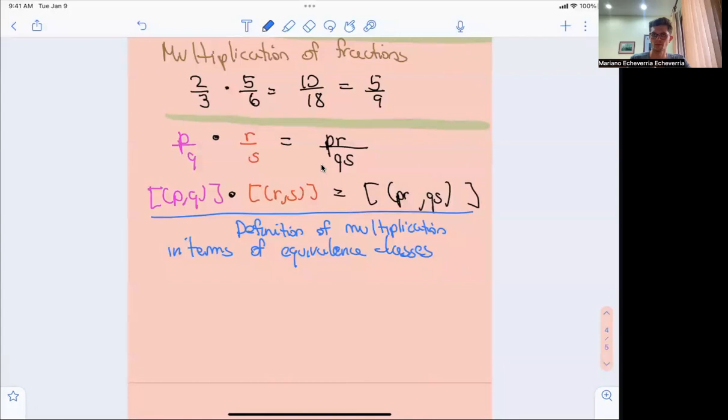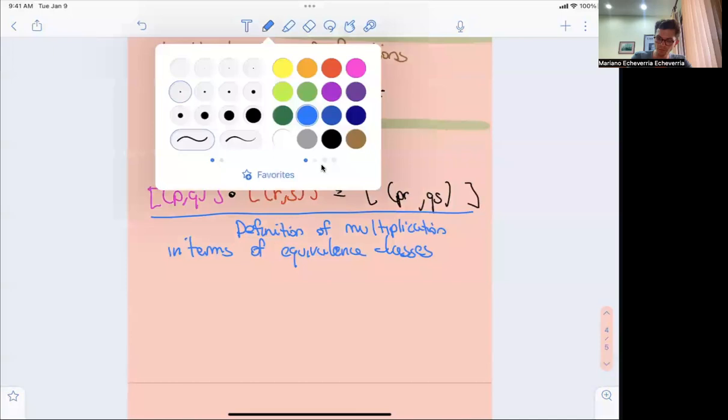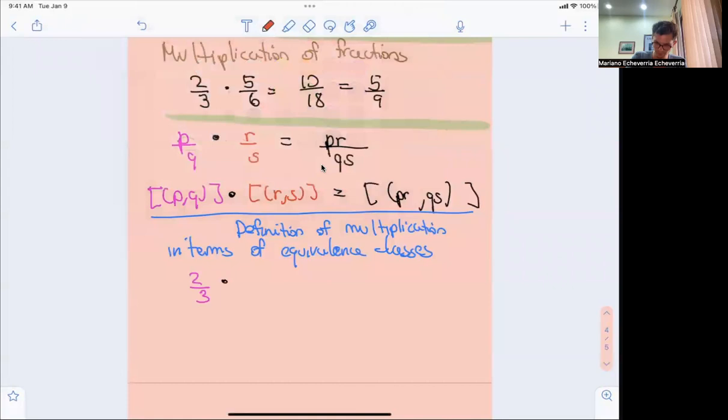So, for example, what should two thirds times 5/6 be from this perspective? Well, that is the equivalence class of 2, 3, times the equivalence class of 5, 6.